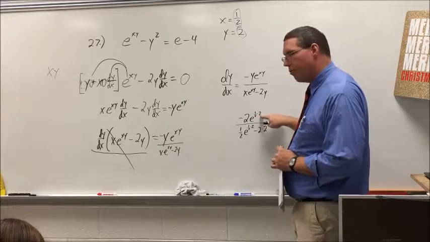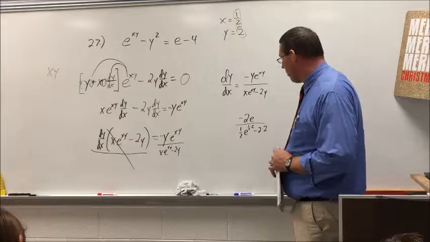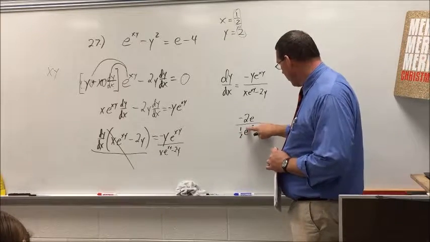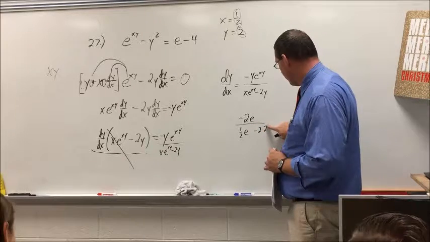What is 1/2 times 2? 1. So e to the 1 is just e, right? So really the top is now just negative 2e. Down here, that's also now just e. And what does this 2 times 2 become? 4.